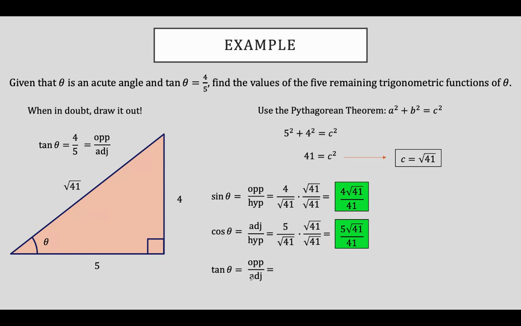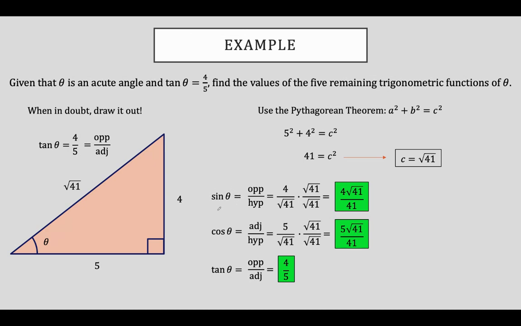We take the ratio of the opposite and adjacent sides. That gives us 4/5. And that's also good, because that corresponds to our drawing, because that's the given information. Yes? All right, our drawing should definitely reflect the information that is given. All right, so we've got sine, cosine, and tangent.